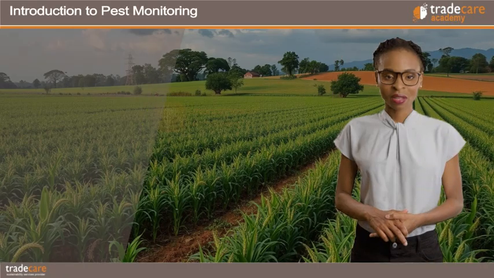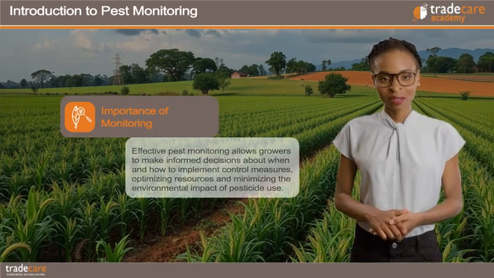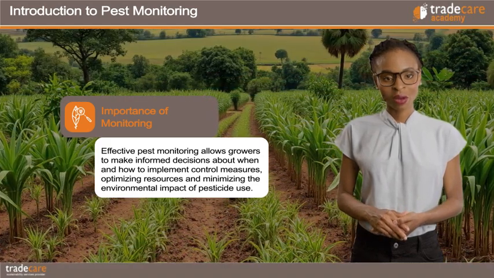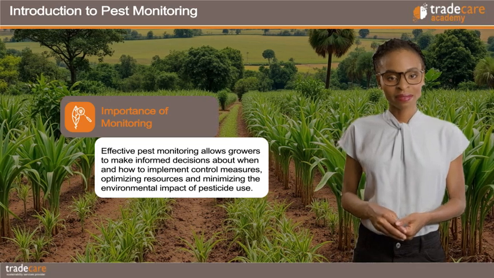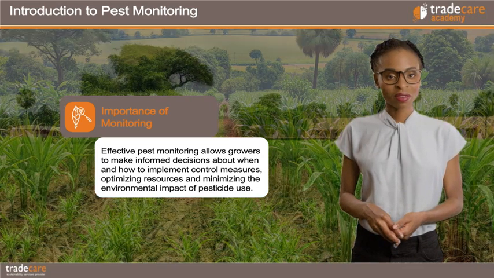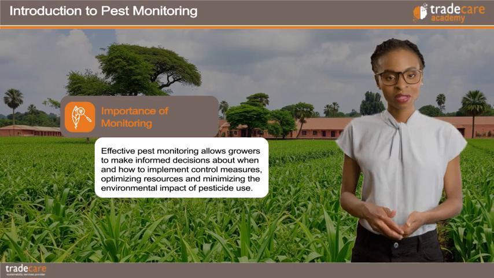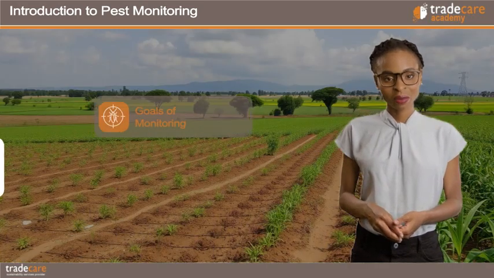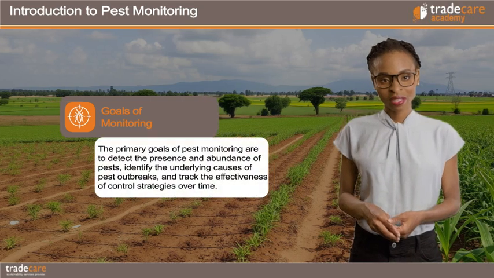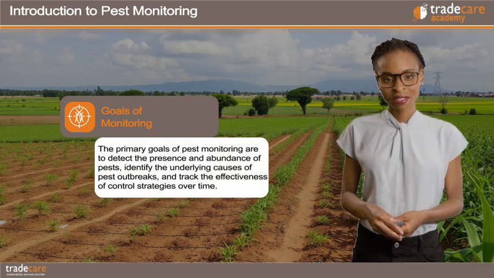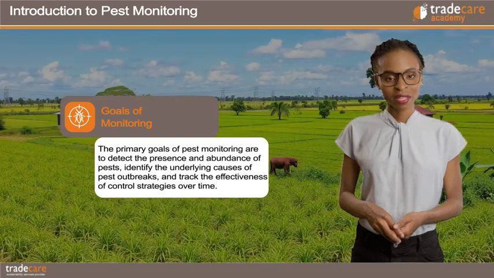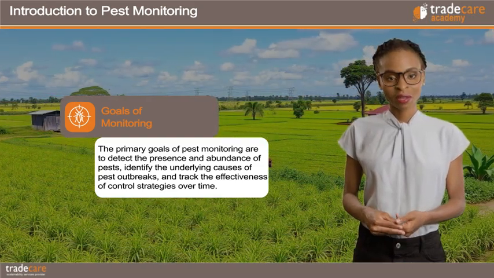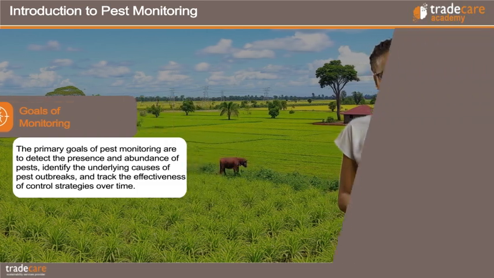Now, let's discuss the importance of monitoring. Effective pest monitoring empowers growers to make informed decisions regarding when and how to implement control measures. This process not only optimizes resources but also minimizes the environmental impact associated with pesticide use. Lastly, we will cover the primary goals of pest monitoring. These goals include detecting the presence and abundance of pests, identifying the underlying causes of pest outbreaks, and tracking the effectiveness of various control strategies over time.